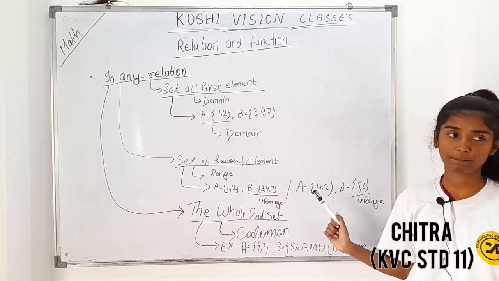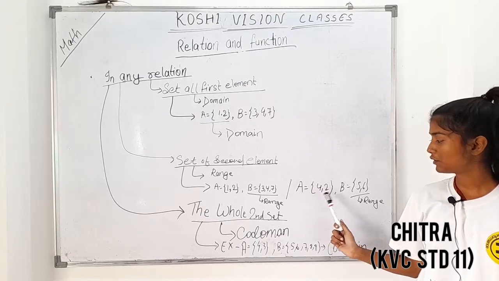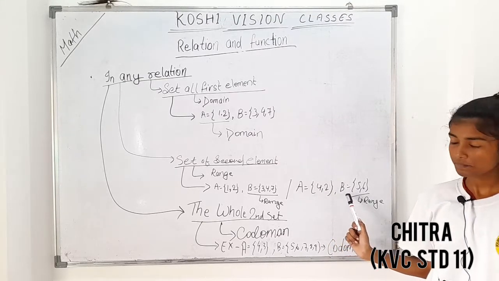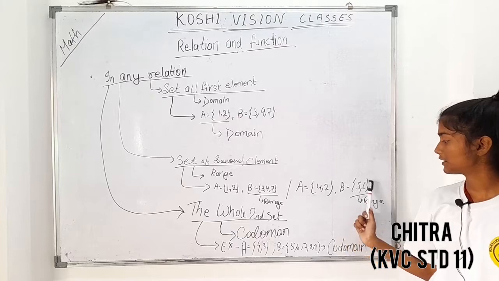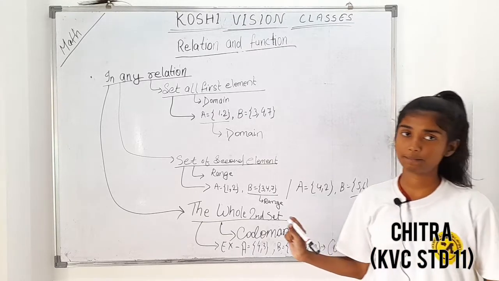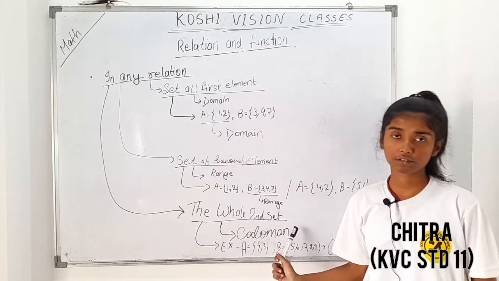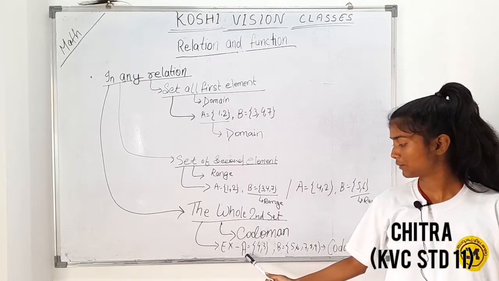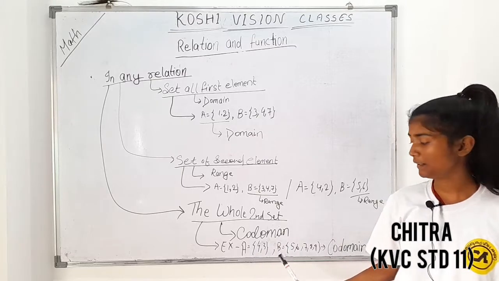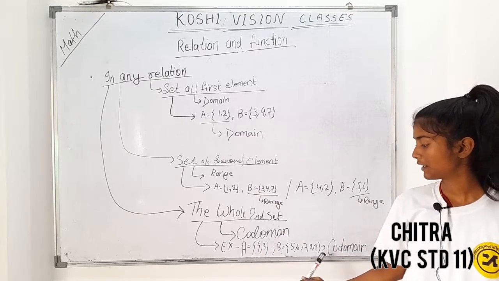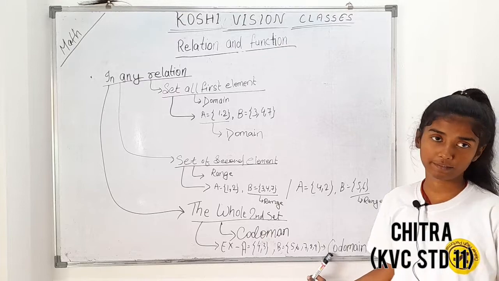We have another example, A equal to {4, 2} and B equal to {5, 6}, but this is known as the range, the second elements. Third, the whole second set is known as the codomain. Example, there are two sets, A equal to {4, 3} and B equal to {5, 6, 7, 8, 9}. So B is known as the codomain.